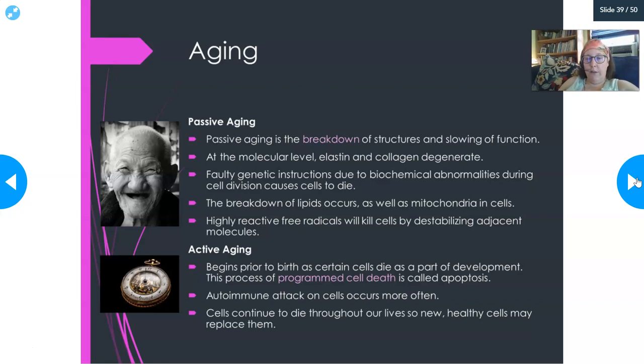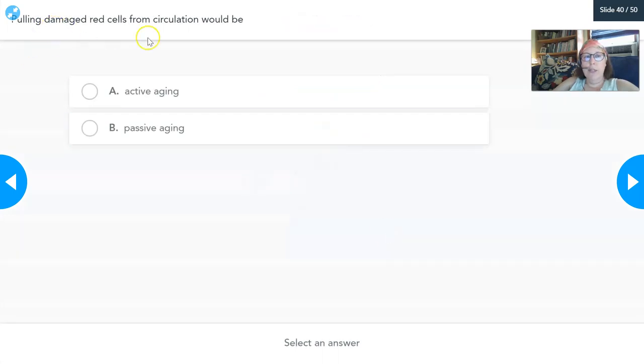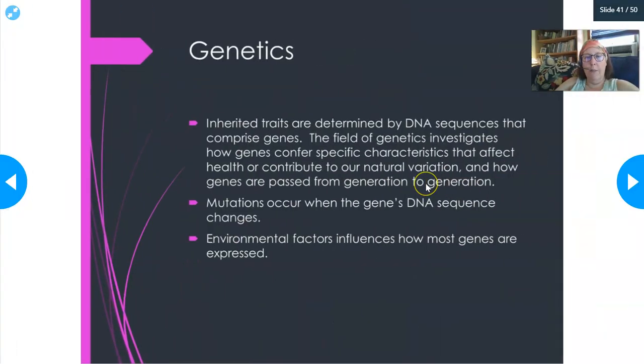If you have a lot of active aging, you can see autoimmune attacks on the cells occur more often, because as they rupture and the components are let loose, they should be scavenged and taken up. But if that process is slow, you can potentially make antibodies to things like your own DNA, basically. The cells will continue to die throughout our lives so that new healthy cells can replace them. So that's the process of active aging. It's that cell turnover to maintain adequate function of different organs. Okay, so pulling damaged red cells from circulation would be active aging or passive aging. Select one.